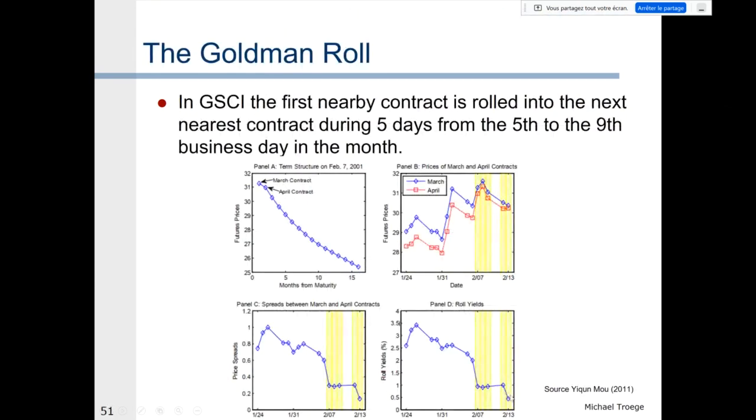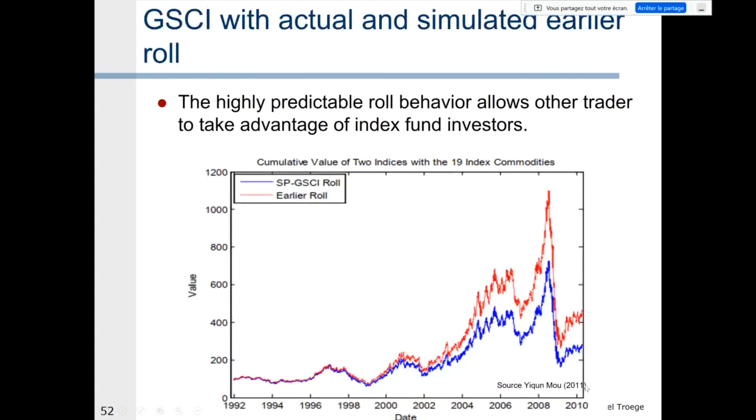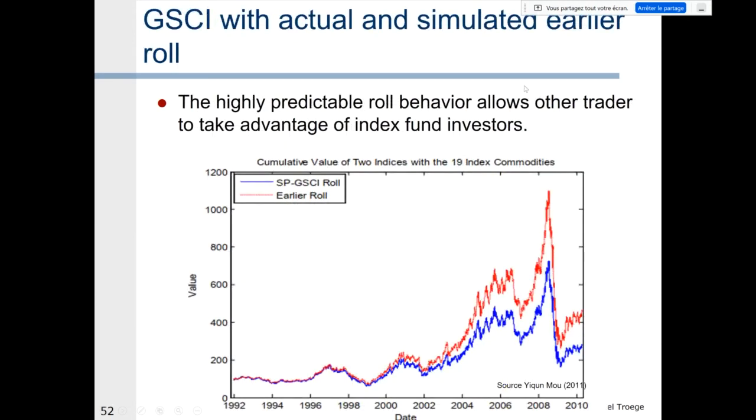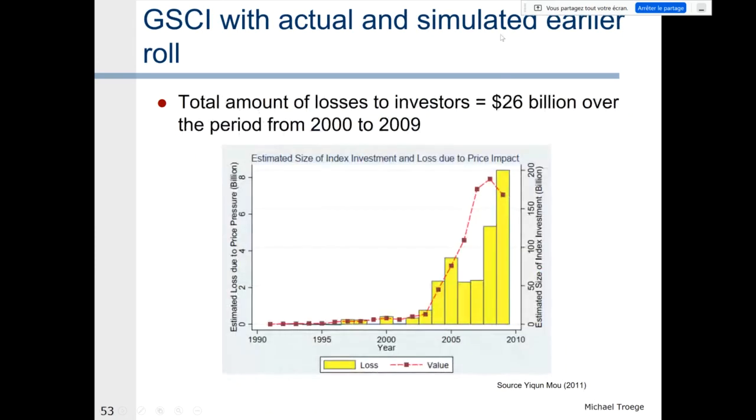So this is, I think, a Chinese author. He calculates the actual performance of the S&P Goldman Sachs Commodity Index in blue, given the rolling they did, and he also calculates what would happen if you have an earlier roll. So if you avoid this effect that suddenly, when you want to sell the March contract and buy the April contract, the March contract becomes cheaper and the April contract becomes more expensive, you can see that the performance difference is substantial. If you have an earlier roll, you make a much higher return.